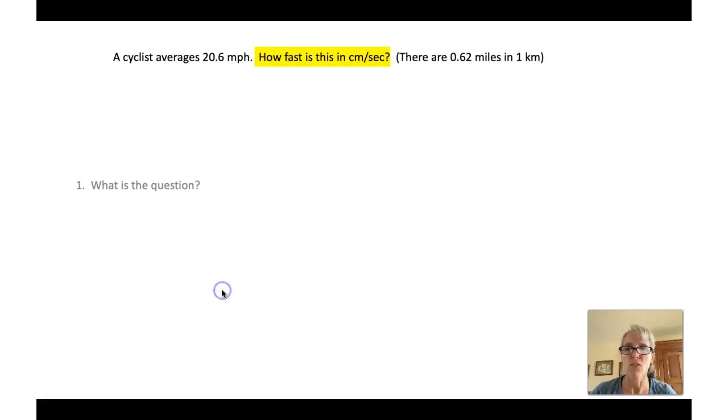Okay, next question for ourselves. What are we trying to solve for? What are going to be the units of our answer? Well, those units, how fast is this in centimeters per second? We want the speed in centimeters per second.